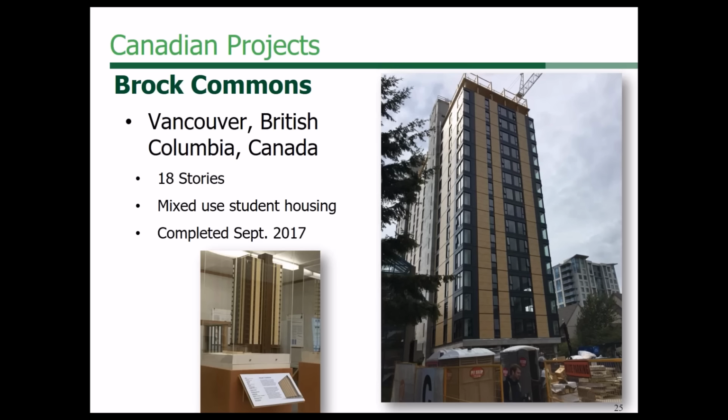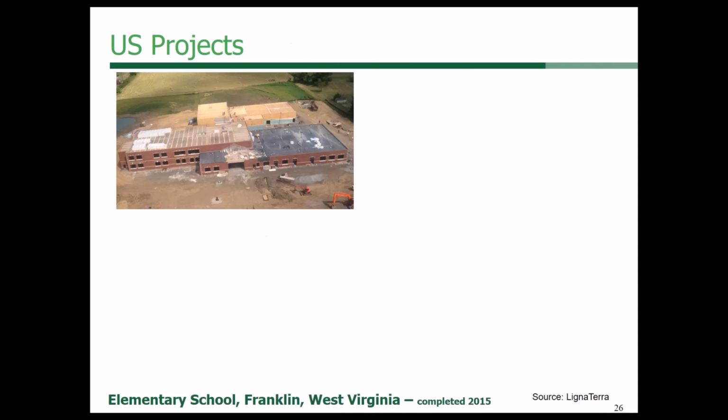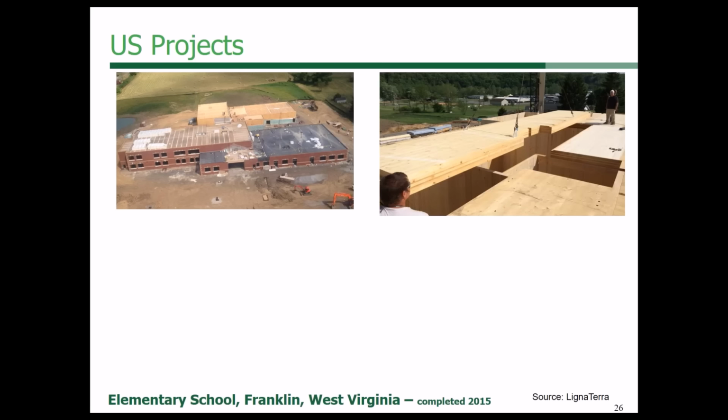And now we have the Brock Commons that'll be completed in 2017. I believe the structure is completed right now, and they're just doing the finishes. This is an 18-story building, which is 17 stories of cross-laminated timber over one level of concrete podium. And then the first U.S. elementary school, which was completed in 2015. And this was prior to it being adopted into the International Building Code.